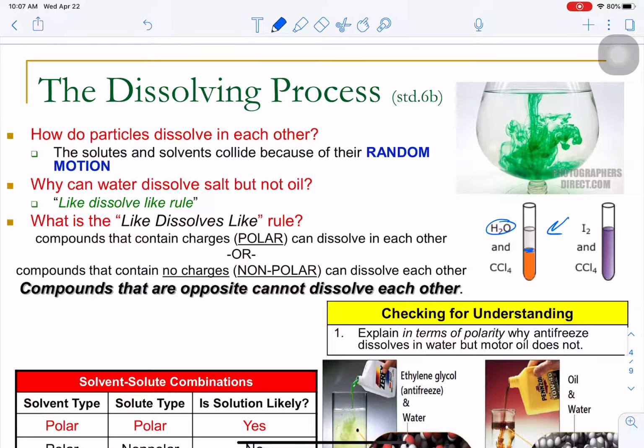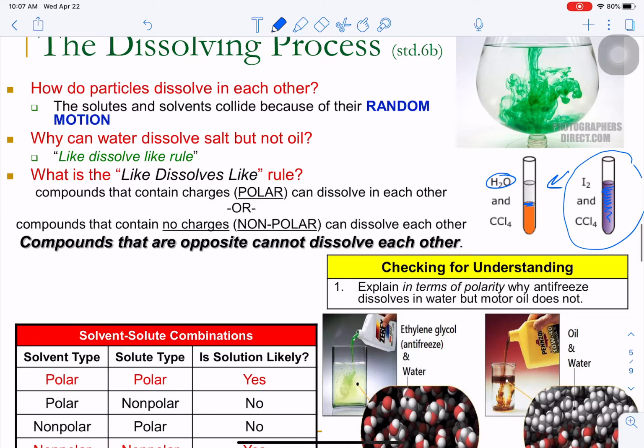Then over here, if you take a look at I2 versus CCl4, this looks like one uniform composition. They must have similar polarities. That means one dissolves the other, and it forms a solution. All right, so that is the like dissolves like rule.